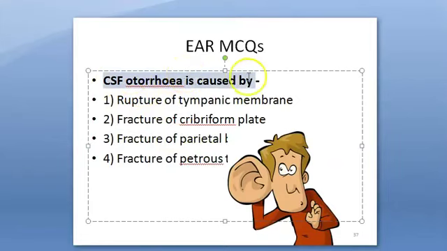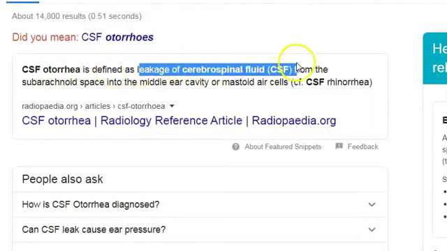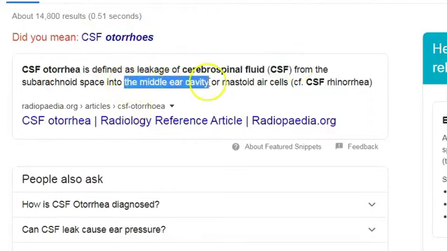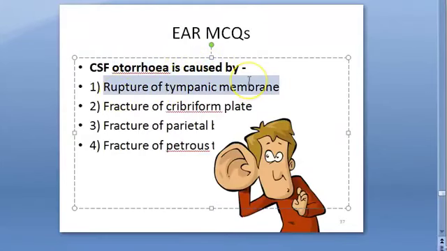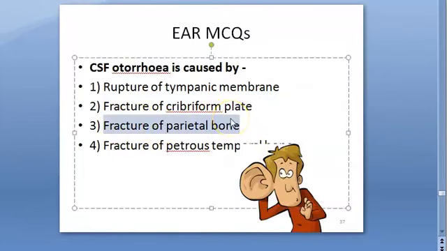CSF otorrhoea is caused by. So what is this otorrhoea? Otorrhoea is nothing but a discharge from the ear, but here they are talking about CSF discharge. So that is really scary, right? Leakage of the cerebrospinal fluid into the middle ear cavity or mastoid air cells. So why can this happen? Your options are rupture of tympanic membrane, I don't think this should lead to CSF leakage. Fracture of cribriform plate. Parietal bone, which is here on top. Fracture of petrous part of temporal bone.